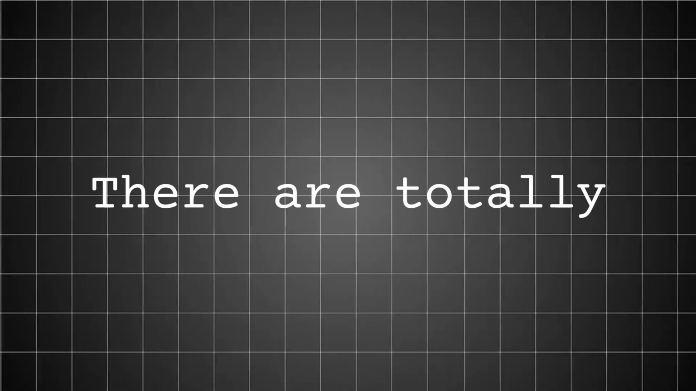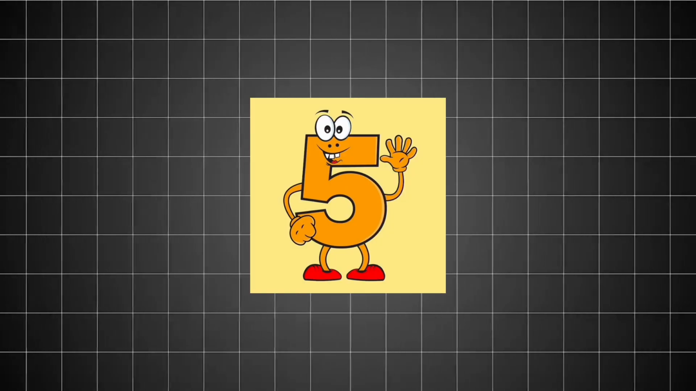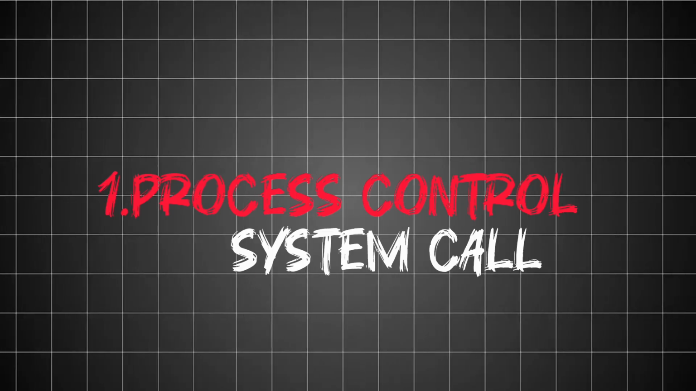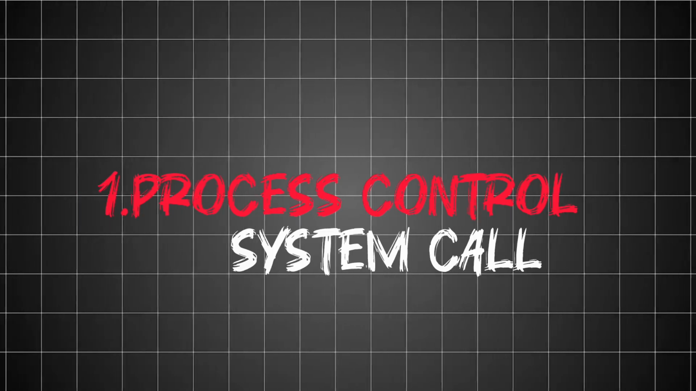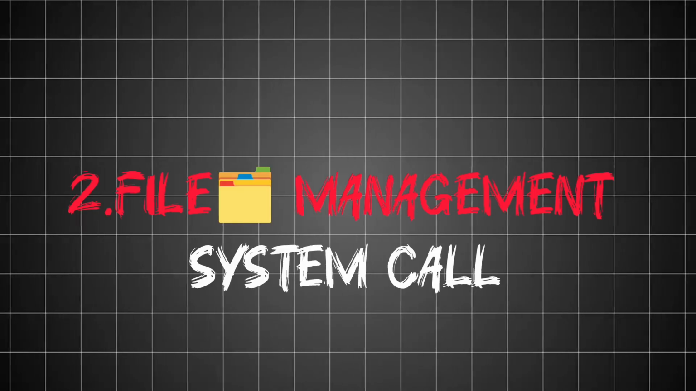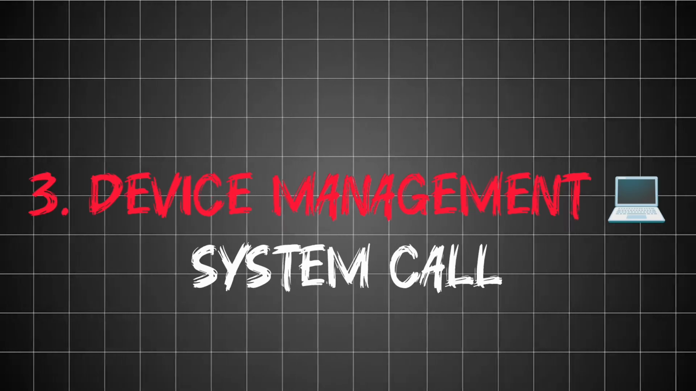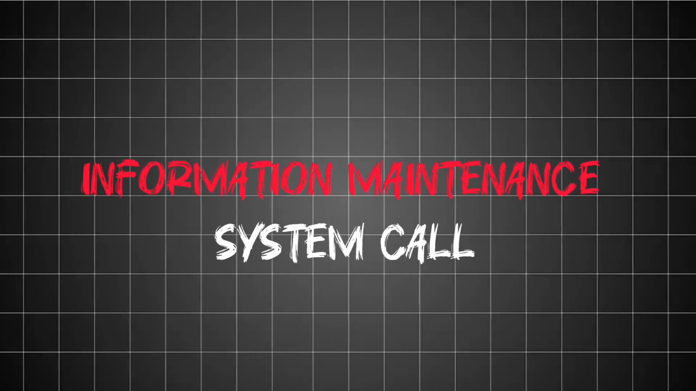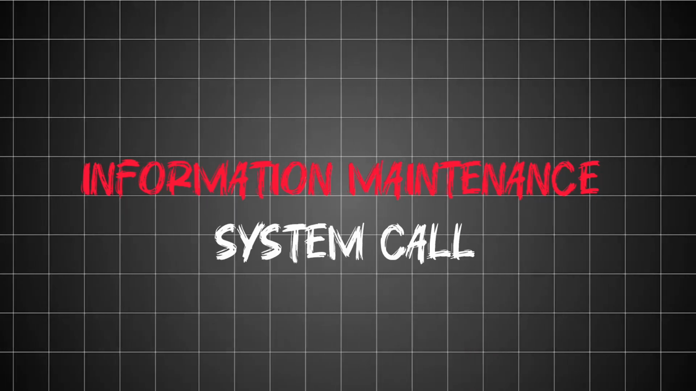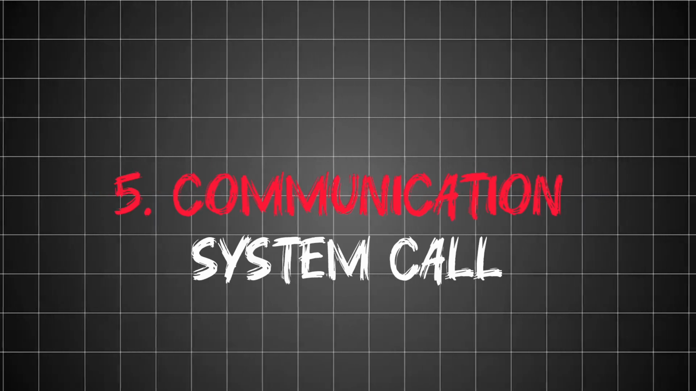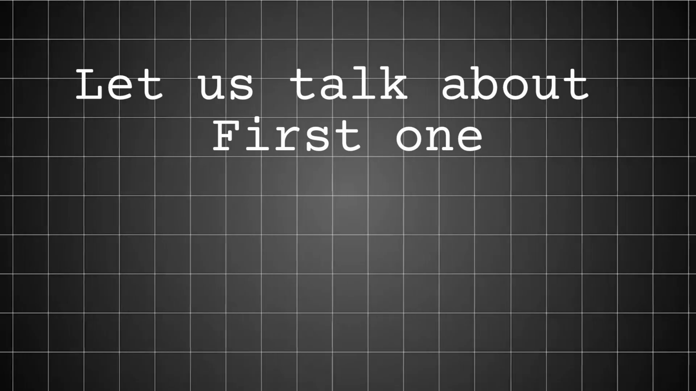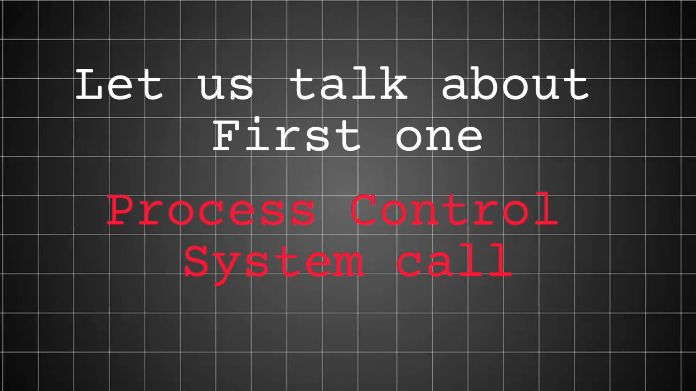So there are totally five types of system calls. The first one is process control system calls, the second one is file management system calls, the third one is device management system calls, the fourth one is information maintenance system calls, and the fifth one is communication system calls. So let us talk about the first one, process control system calls.